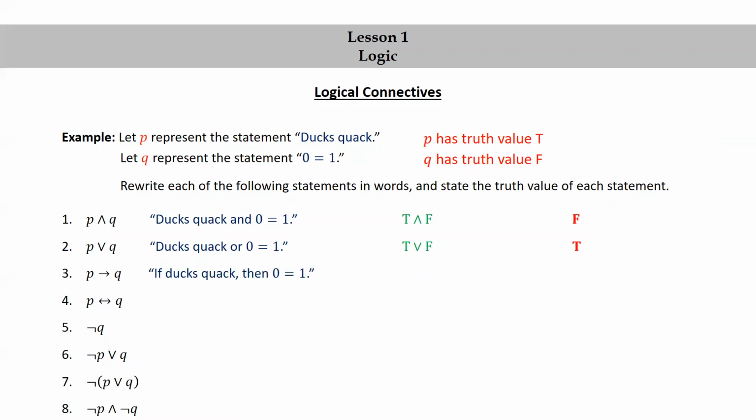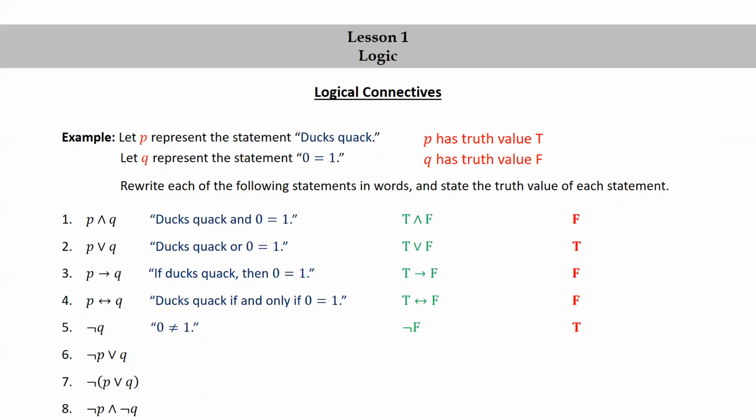P implies Q can be written if ducks quack, then 0 equals 1. True implies false is false. P if and only if Q can be written ducks quack if and only if 0 equals 1. True if and only if false is false. Not Q can be written 0 is not equal to 1. Not false is true.